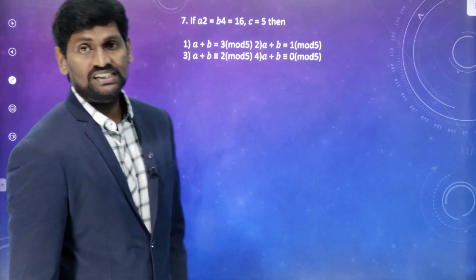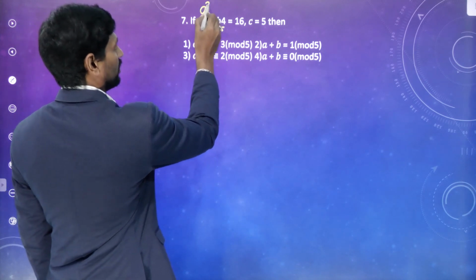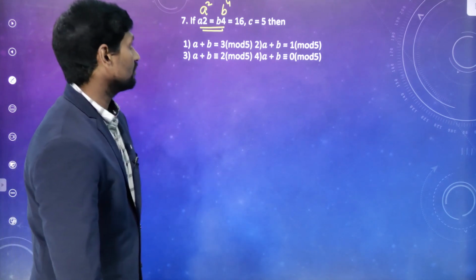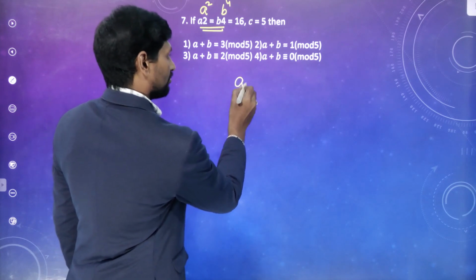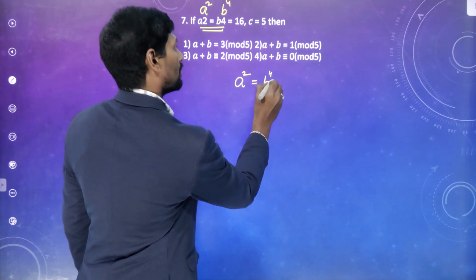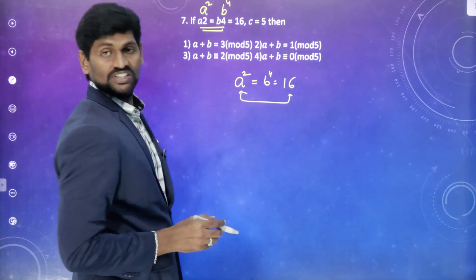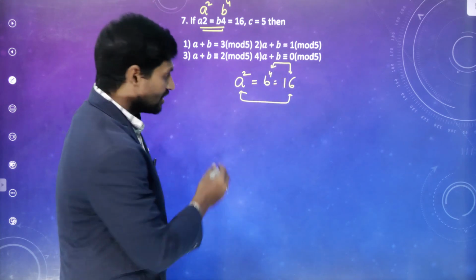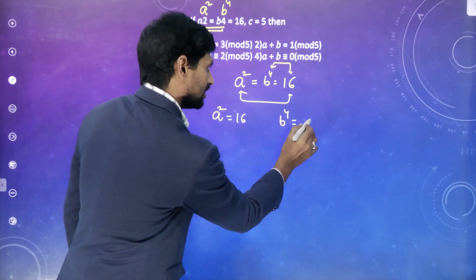Next, 7th question. So this is nothing but A square, B power 4, that equals 16. C value is 5, then we have to identify the required option. So actually I can make it into A square value is 16 and B power 4 value is also 16. Let us find out the A value and B value first.